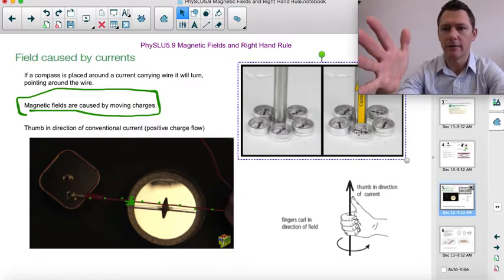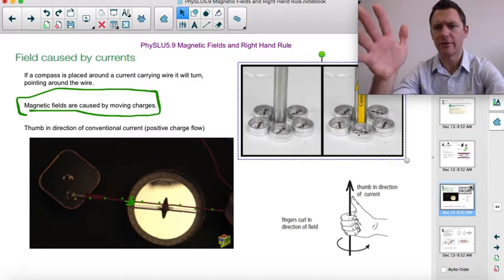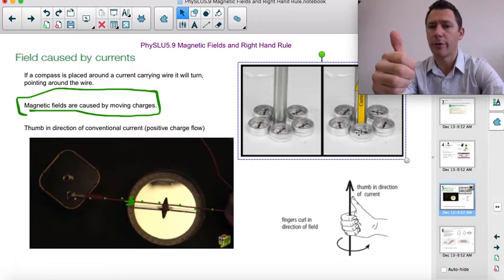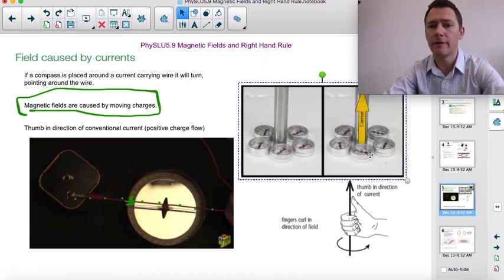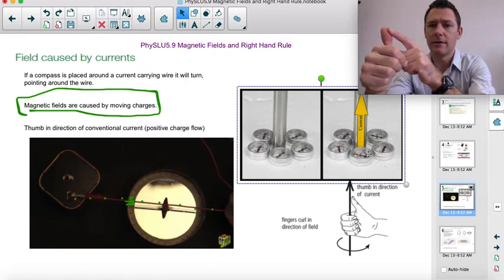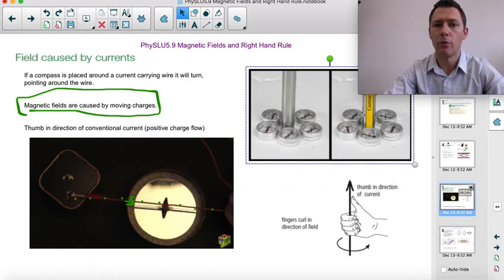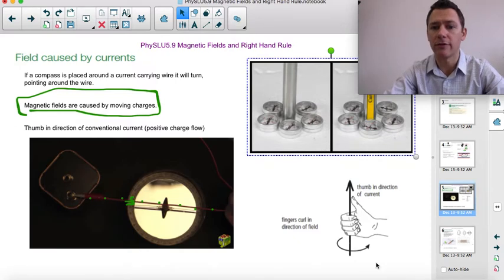So you take your right hand. Is that your right hand or left hand? It's my right hand. I know I'm backwards on the video. You wrap it around the current carrying wire with your thumb in the direction of the current, and your fingers show which way the magnetic field is orbiting, and so which way the norths will point, essentially.